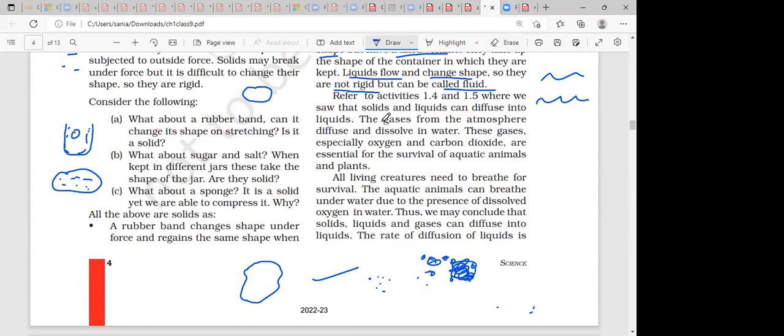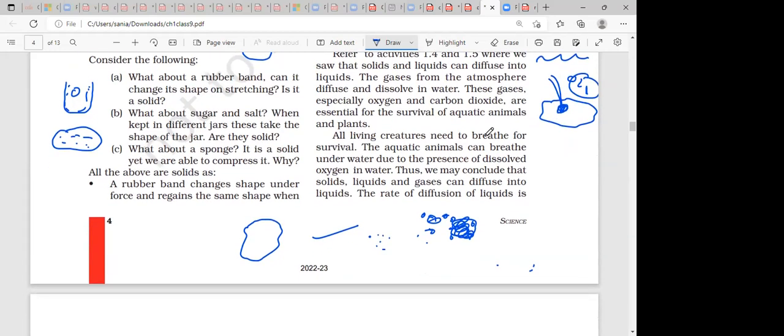Now, the gas from the atmosphere diffuses and dissolves in water. The gases, especially oxygen and carbon dioxide, are essential for the survival of aquatic animals and plants. In water bodies, for example, this is a pond, oxygen gets dissolved in water because oxygen is a gas and water is a liquid. So they quickly get dissolved. Diffusion takes place. All living creatures need to breathe for survival, so they need oxygen. The aquatic animals can breathe underwater due to the presence of dissolved oxygen in water.